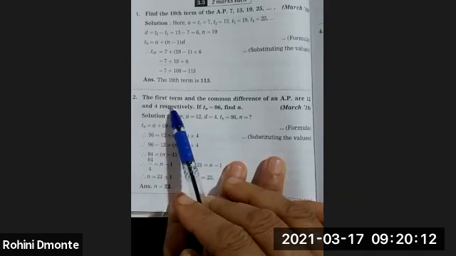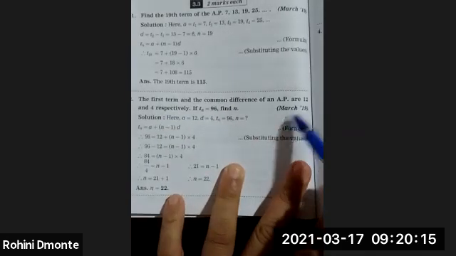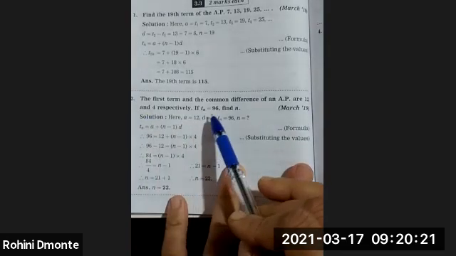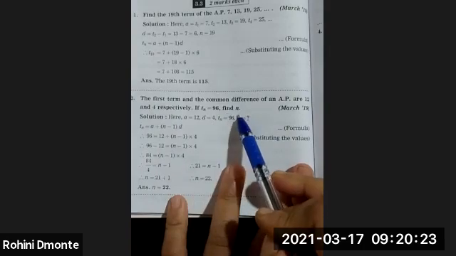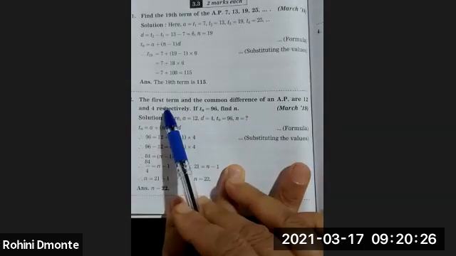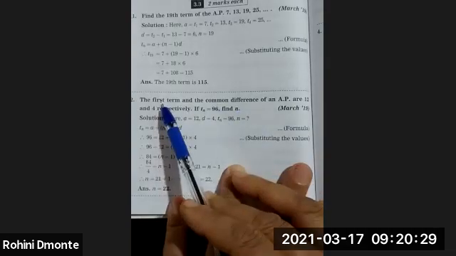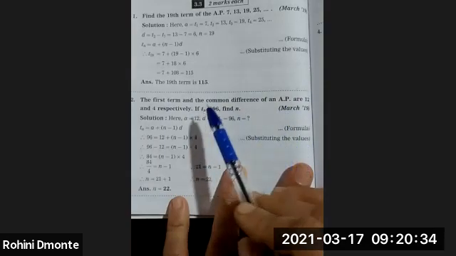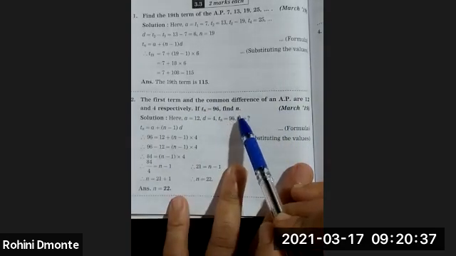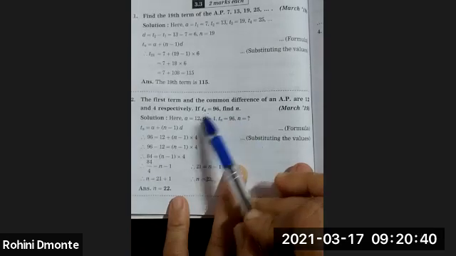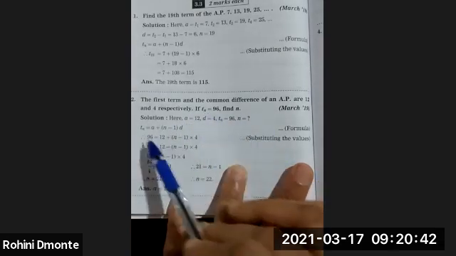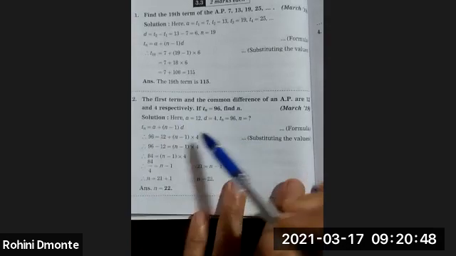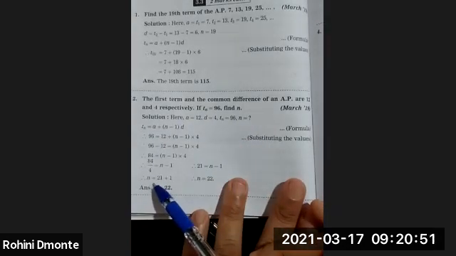The first term and the common difference of an AP are 12 and 4 respectively. If Tn is equal to 96, find n. See what is given over here. First term is given and common difference is given. First term means T1, common difference means D, and this is an AP. Tn is also given. Only n you have to find out. Since Tn is given, you have to first write the given, then write the formula of Tn. Just substitute the values which are given over here, so that you will get the value of n.